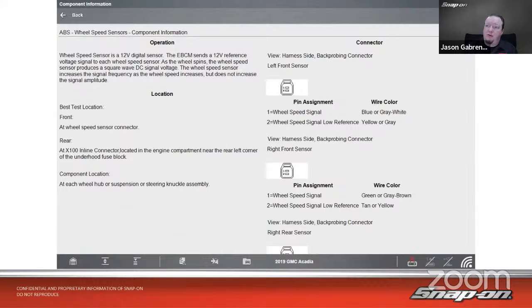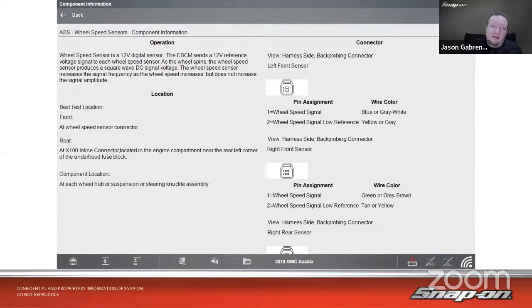The wheel speed sensor is a 12-volt digital sensor. The electronic brake control module sends a 12-volt reference voltage signal to each wheel speed sensor. As the wheel spins, the wheel speed sensor produces a square wave DC signal voltage. The wheel speed sensor increases the signal frequency as the wheel speed increases, but does not increase the amplitude. So the frequency will get closer together, but the amplitude will stay the same. It's only a couple volts.